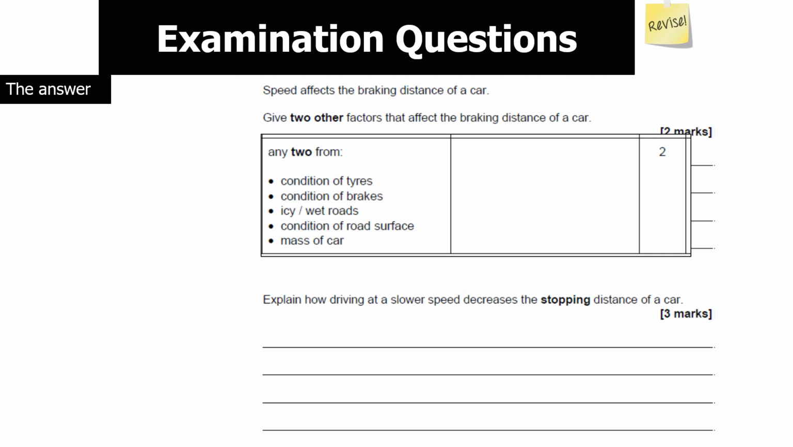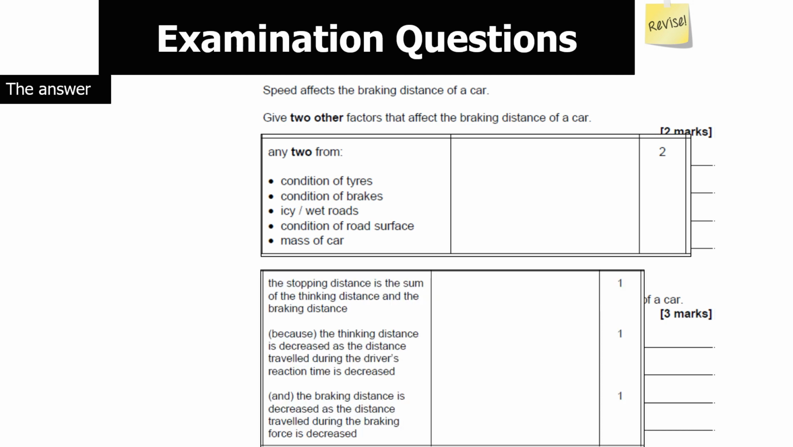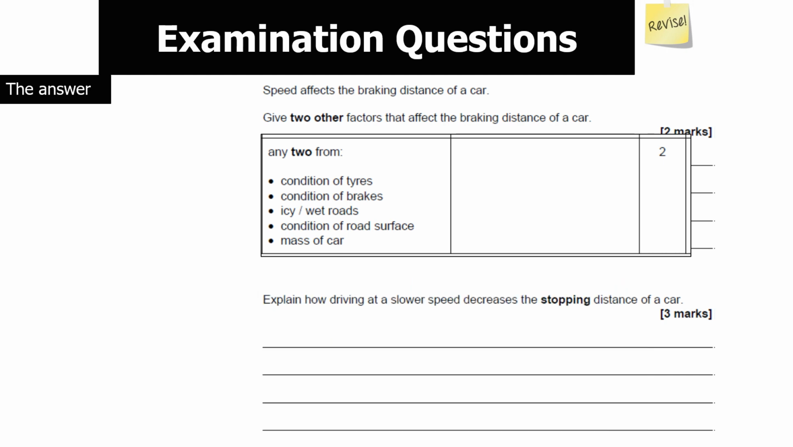Now, explain how driving at a slower speed decreases the stopping distance. Well, you've got to understand what stopping distance is. Stopping distance is the sum of the thinking distance and the braking distance. Now, it's important to note that the thinking distance is decreased because the distance travelled during the driving reaction time is less, and the braking distance is also decreased because the distance travelled during the braking force is also decreased because you're travelling at a slower speed.